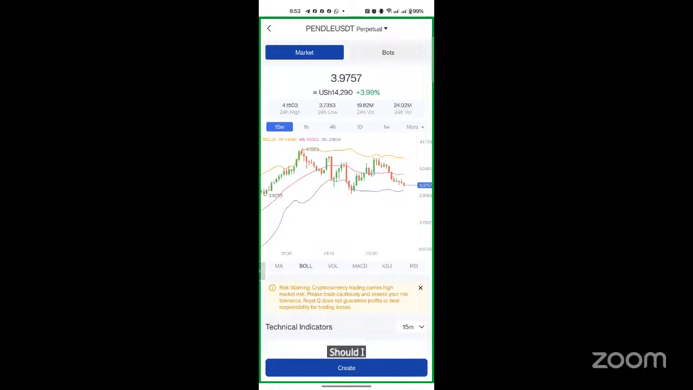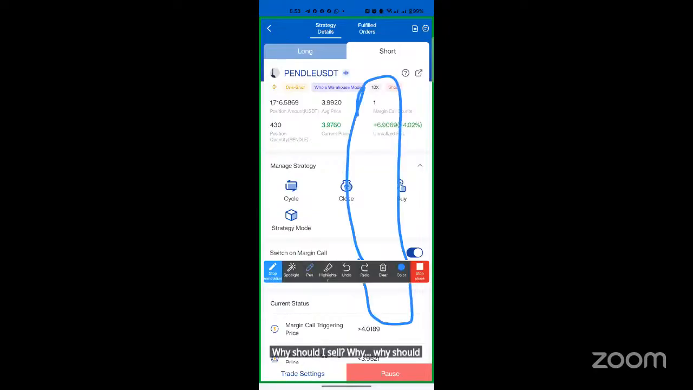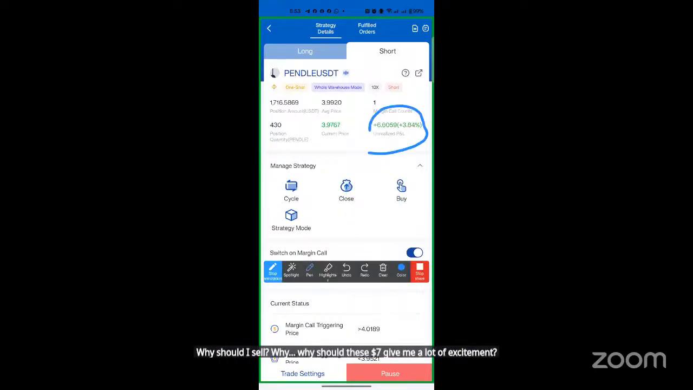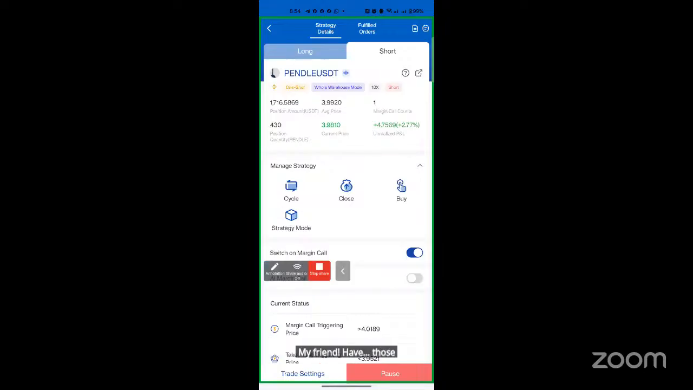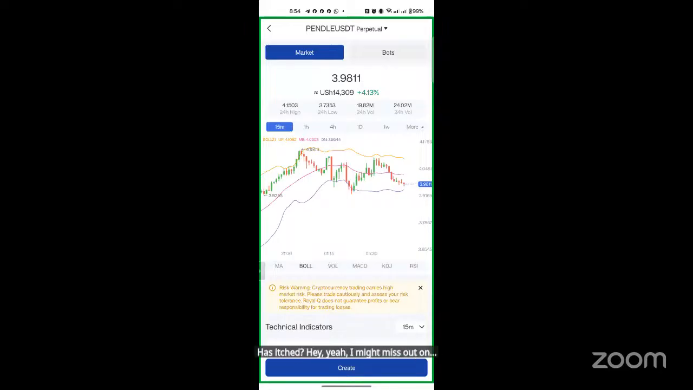Should I get worried? No. Why should I sell? Why should this $7 give me a lot of excitement? I usually see people say, let me take this. Never. "Hey, it is reducing, my friend." Those are just simple movements. Has it touched?